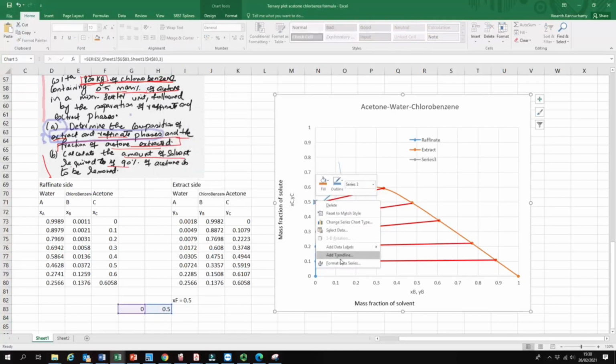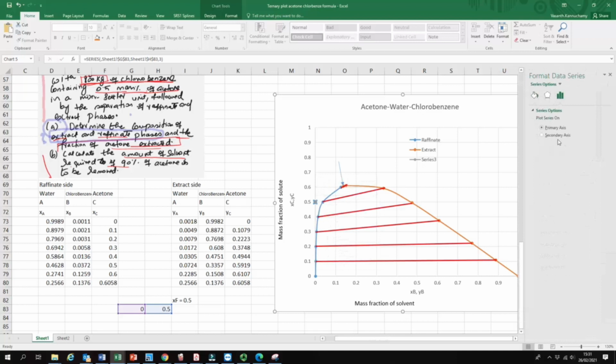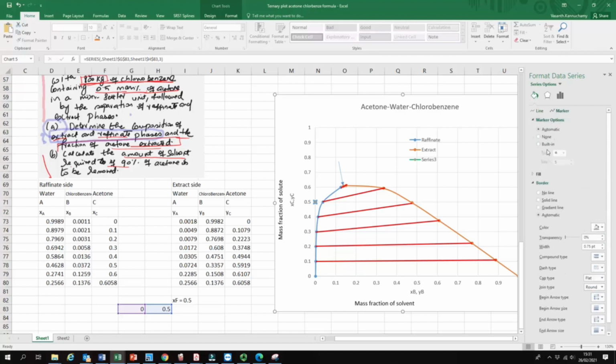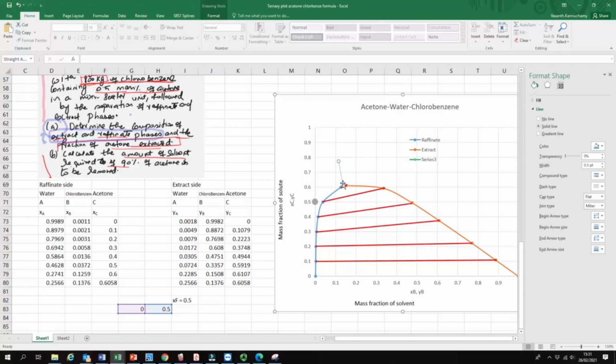Let me change the color. Let's put it to green and make it slightly bigger so that you will understand where to look. So that's our feed point, which is here. So this is our F point.